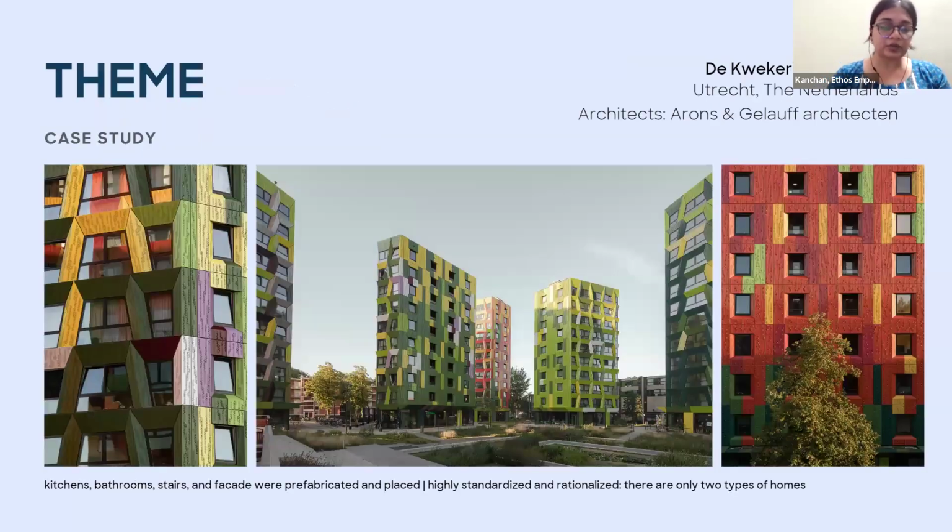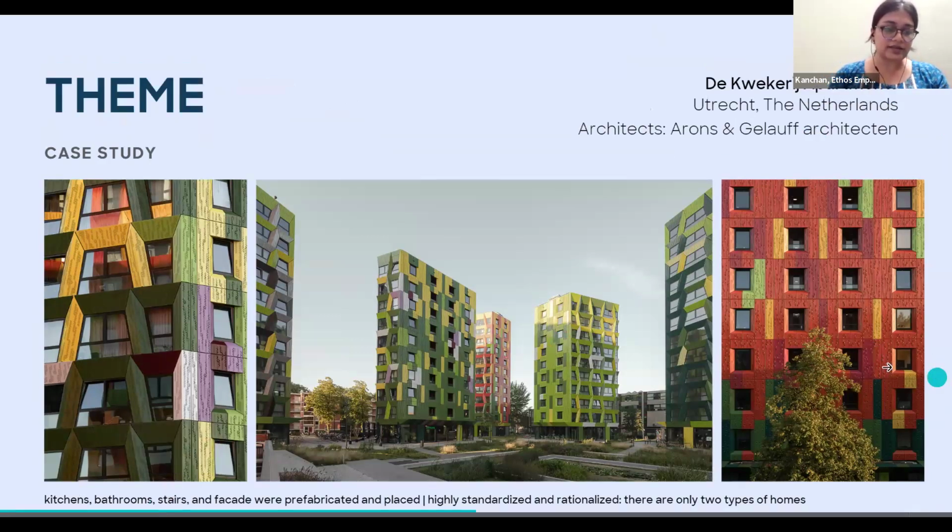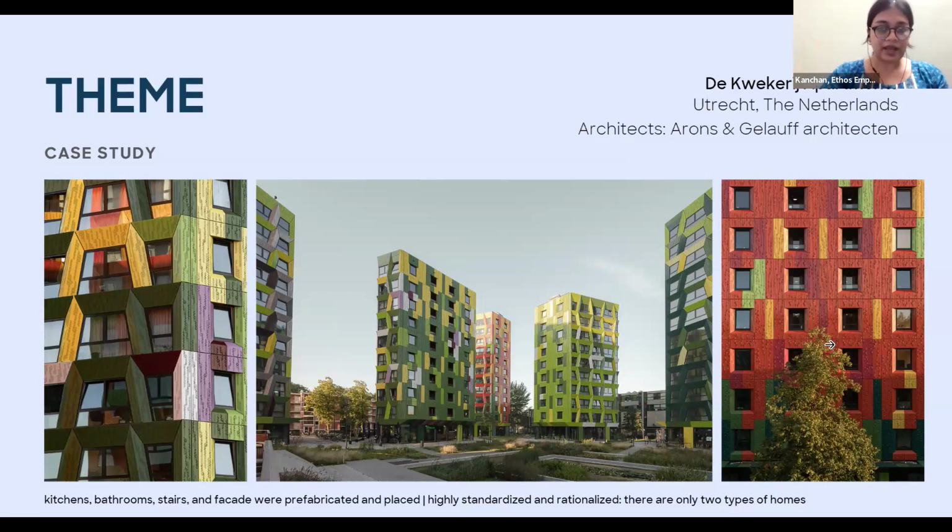A similar case study that you could look into yourself would be the Quakerish apartments in the Netherlands. And what is happening in this building is the kitchens, bathrooms, stairs, and facade, they are all prefabricated and they are placed on the site. So it's a highly standardized and rationalized structure. And you'll notice that there are only two kinds of buildings. The way they have differentiated or created more of an interest in this project is through the different colored facades and how they've experimented with it.